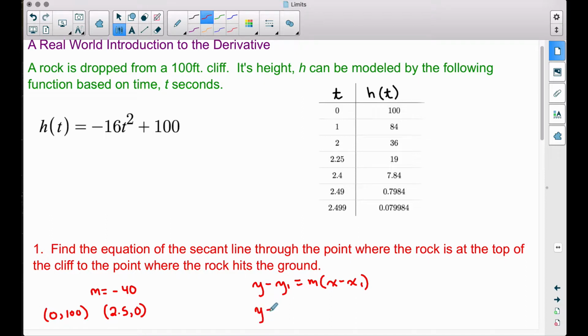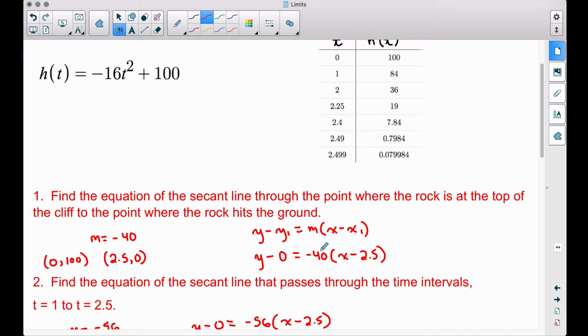So y minus 0 equals m, the negative 40, times x minus 2.5. And hopefully you already see how this is going to help speed things up for us. y minus 0 is just going to be y equals, distribute your negative 40, negative 40x plus 100. And that should have been a no-brainer there because if you really think about it, the (0, 100) was a y-intercept. But again, I'm using this point right here for a reason.